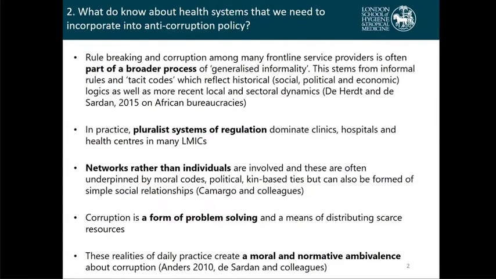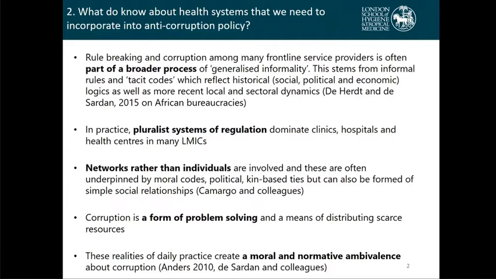Okay, so there's a good deal of work that has been done here at London School of Hygiene, but also amongst anthropologists and people working in governance. So I'm thinking about de Sardan's work as an anthropologist and Claudia Camargo's work. She's based in Switzerland. And I think what we see from this work is that when we bring the context into play, rule breaking and corruption among many frontline service providers is often part of a much broader social process, a generalized informality. And this comes from informal rules and tacit codes, and these in turn are embedded in historical and social and political and economic logics, as well as more recent local and sectoral dynamics.